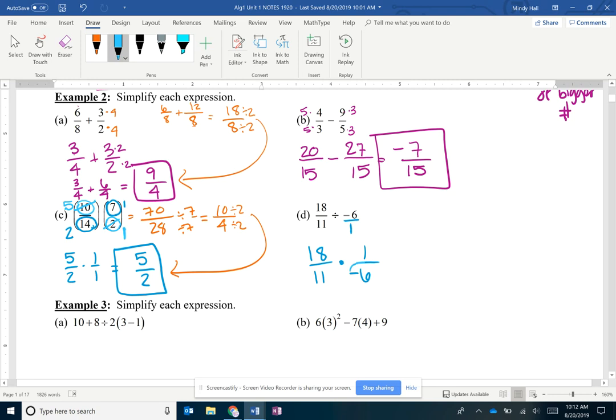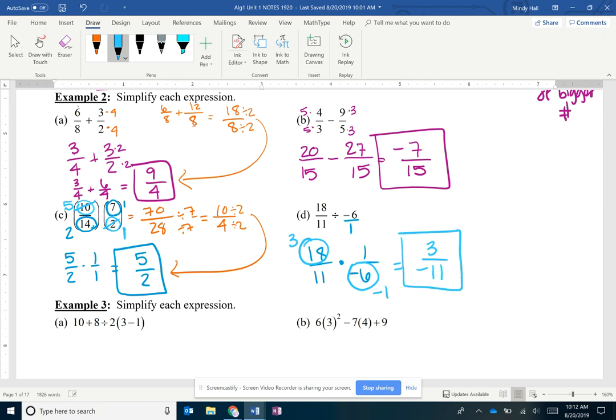So you'll notice I have a negative 6 and an 18. If I divide by 6, 18 would become 3, and negative 6 would just become negative 1. So then 3 times 1, still going straight across, is 3. 11 times negative 1 is negative 11. So it's just 3 over negative 11. Or negative 3 over positive 11, kind of depends on how you see it.